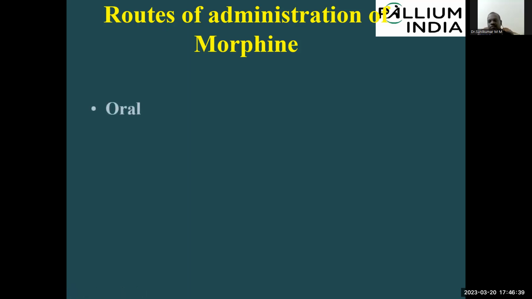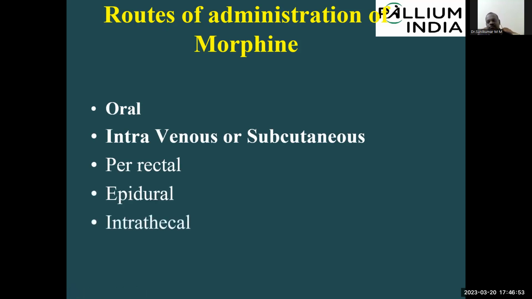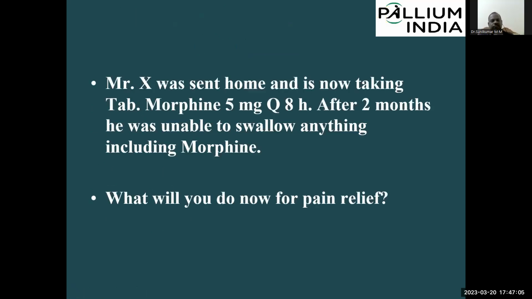So the most common route is oral, isn't it? Then followed by subcutaneous or intravenous route. Morphine can also be given rectally. Then epidural, intrathecal. So this patient is at home, so we can give morphine rectally in this patient. If the patient is at hospital, then maybe intravenous or subcutaneous can be tried. So whatever you are administering orally can be given rectally.